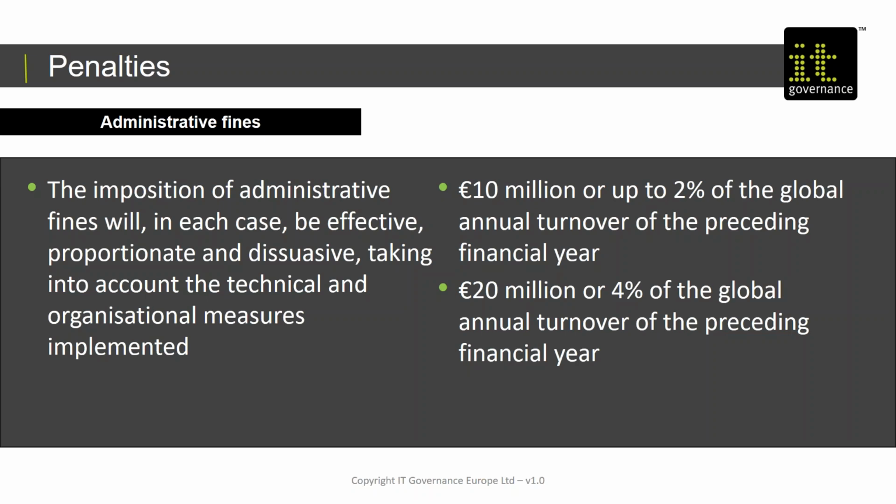When determining what level of fine to impose, supervisory authorities will have to consider the nature, gravity and duration of the breach, and whether the organisation has been intentionally or deliberately infringing GDPR. Supervisory authorities will also have to factor in any action taken by the controller or the processor to mitigate the damage suffered by the data subjects, as well as the degree of responsibility of the controller or processor in the breach, taking into account technical and organisational measures.